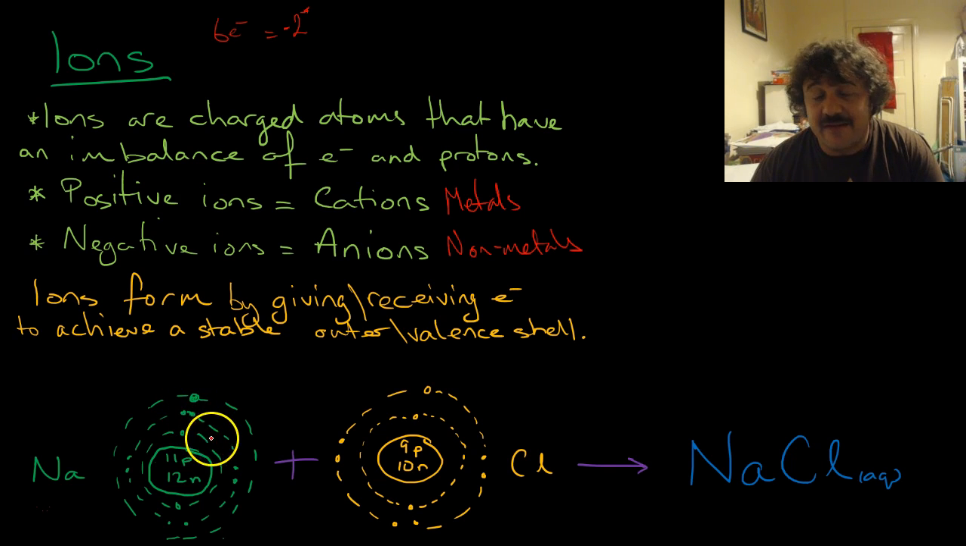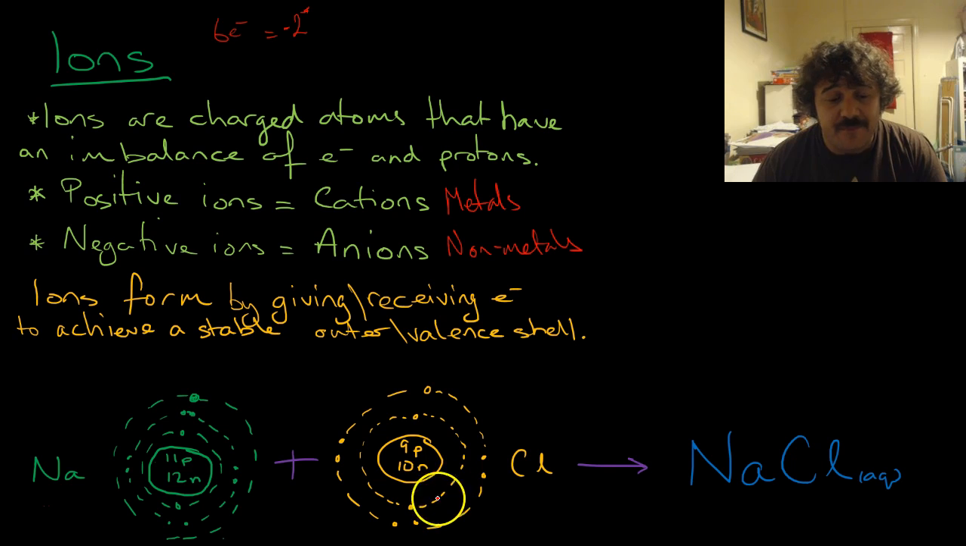Let's have a look at the numbers for a second. Sodium has 11 protons. So 1, 2 electrons, then 8 more, so that's 10, 11. There's 1 in that outer shell. It is easier for this sodium to lose that electron than it is to gain 7 more.